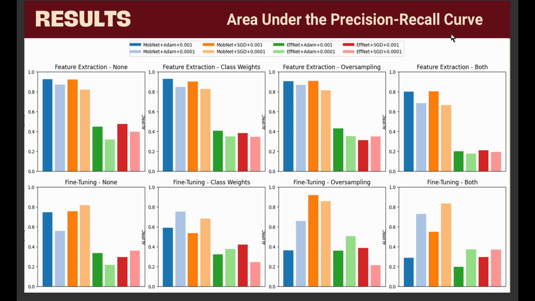Adam worked best during feature extraction, whereas SGD delivered more consistent results overall. And for learning rate, 0.001 performed better for feature extraction, while 0.0001 was better during fine-tuning.